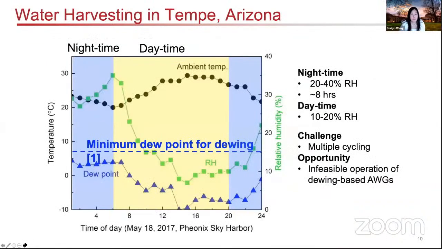Now, that was also demonstrated at MIT. And what we've done since then is tested it in a more appropriate climate that is arid, such as that in Tempe, Arizona. Here, I want to highlight the temperature as a function of time for a typical day in Phoenix Sky Harbor. And you can see from here that in these kinds of arid climates, sometimes the dew point can, in fact, be negative.